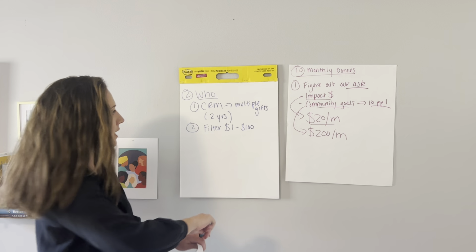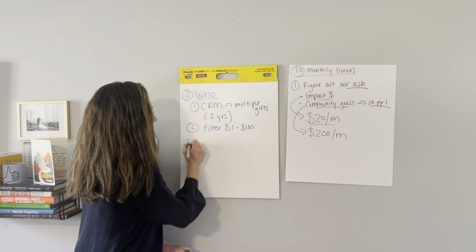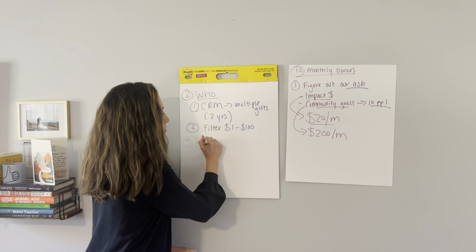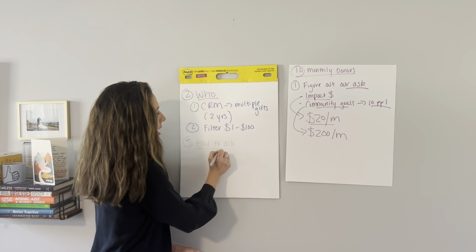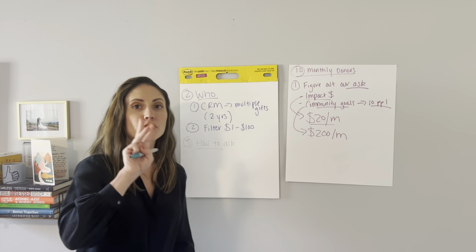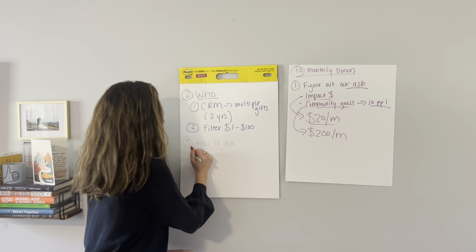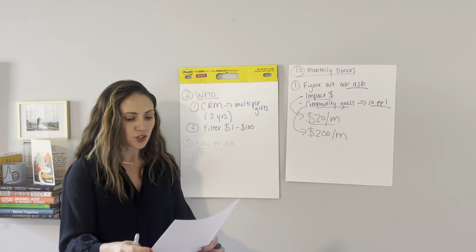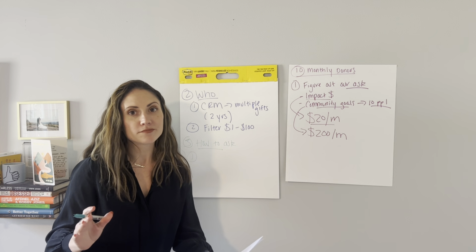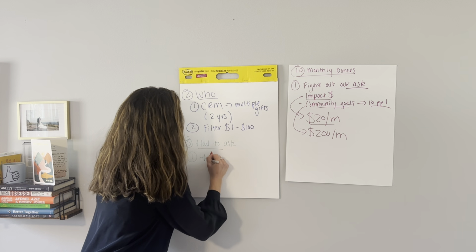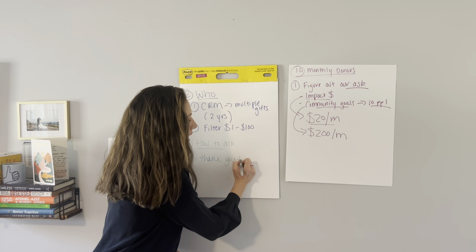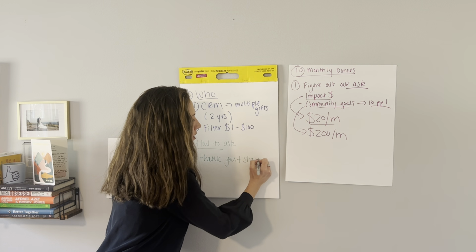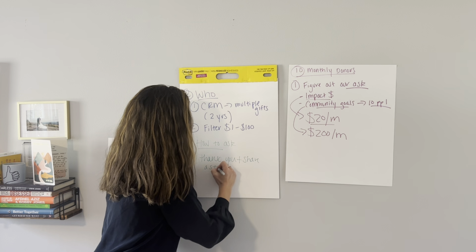And then number 3 is how to ask. How are we going to ask them? And you're going to do this through 3 different emails. Email number 1 is going to be a thank you. We're going to thank them for their consistent support, plus we're going to share a story.